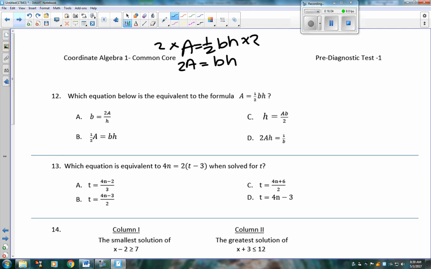Is this the same thing as that? I have BH right here, but BH is equal to 2A. BH is equal to 1/2 A. Is that the same thing? No, so it can't be B. Alright? How about, what if I divide by B. So I get that H is equal to 2A divided by B. Is H equal to 2A divided by B? No. So I'm going to undo the B. I'm going to divide by H. B is equal to 2A over H. What answer is that?